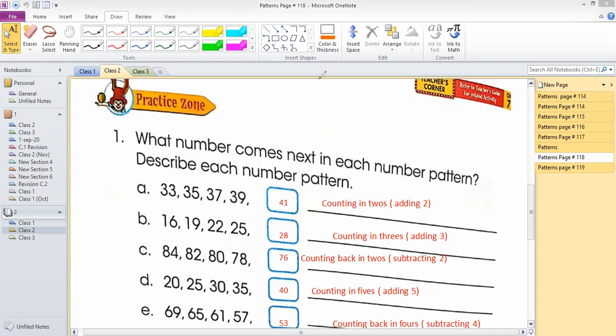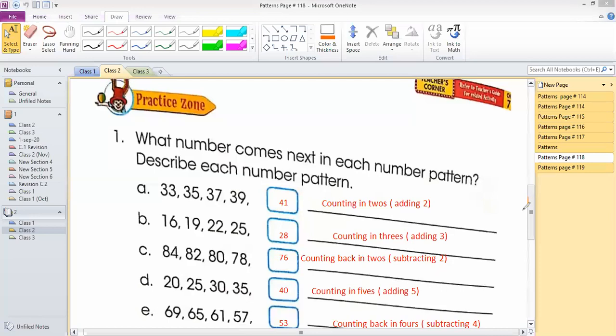Okay. For how much we are counting back? If we check, one time back from 84 we go to 83, two times 82. So we were counting back here in twos. So 84, 82, 80, 78. Same we applied here. After 78, we go back two times or we minus two, that was 76. And in the pattern we write counting back in twos, subtracting two.